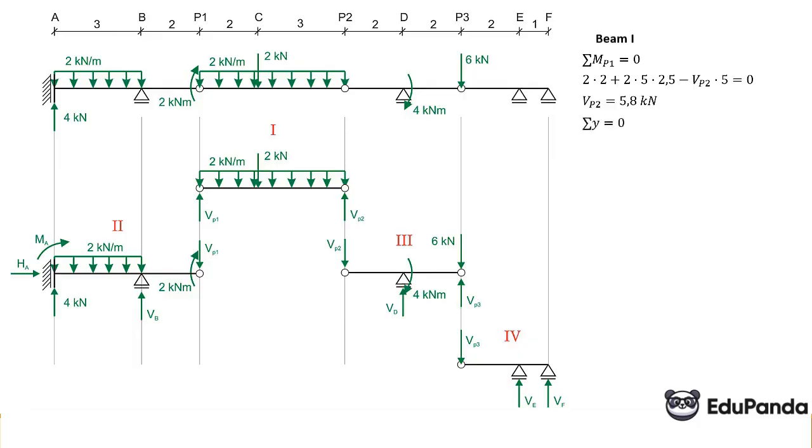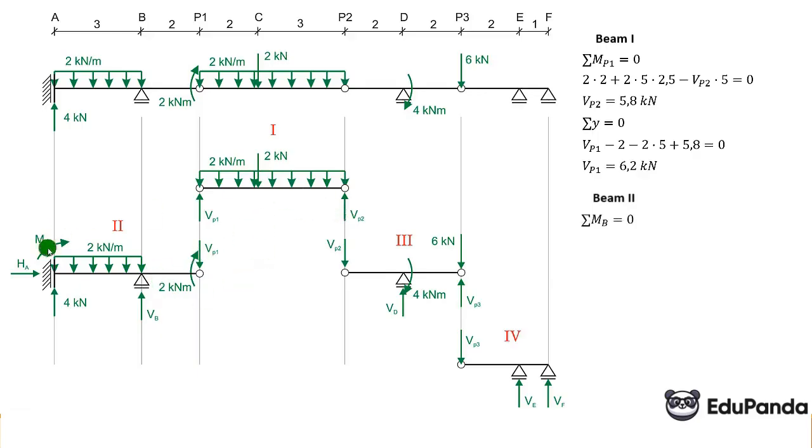The sum of projections on the y-axis in this first beam equals 0. So VP1 minus 2 times 5 plus VP2, so plus 5.8, equals 0. VP1 is 6.2 kN.